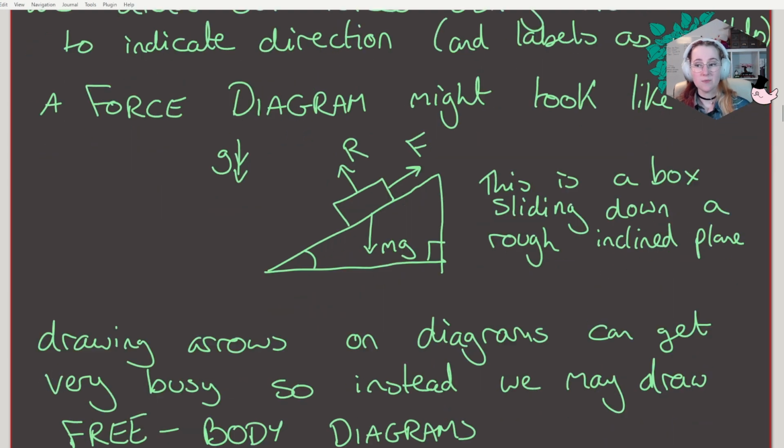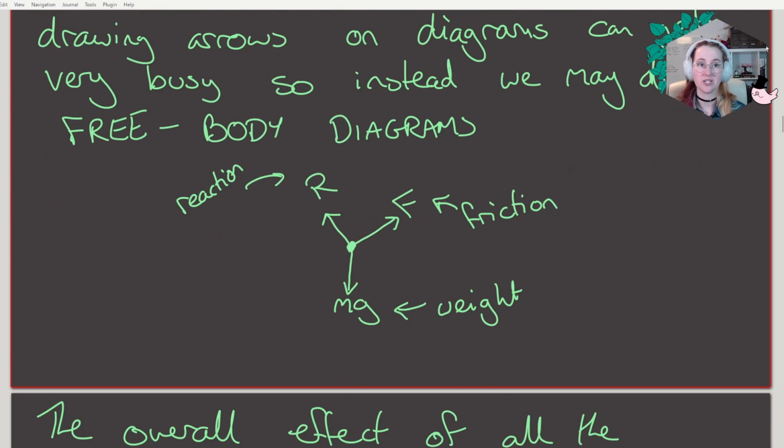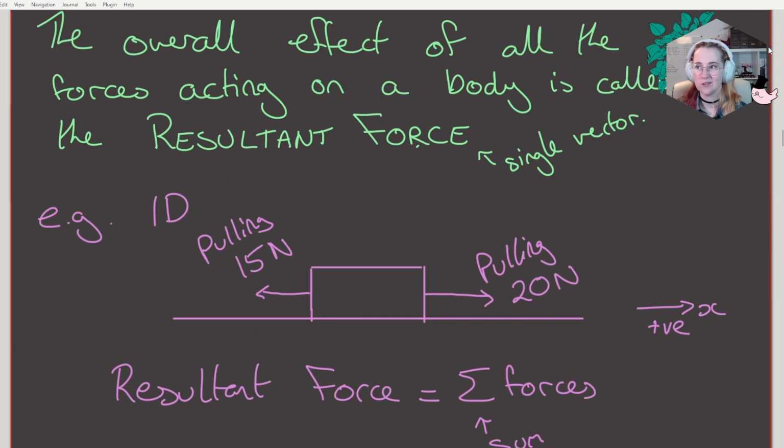We talked about force diagrams and how they get really messy, but you draw a schematic of the thing you're looking at and then chuck a load of arrows on it. And if it's way too busy, you do a free body diagram where you just do the arrows. We talked about the fact that you can have loads of different forces acting on a surface or on a body, and the overall effect of them is called the resultant force, and that's what you figure out when you add all of the vectors together.